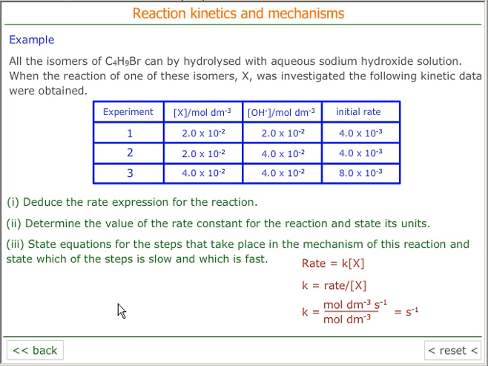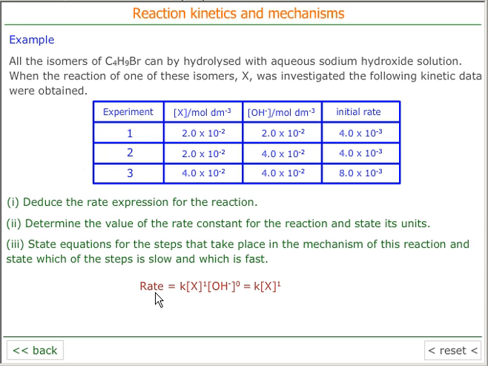Now finally we want to propose a mechanism. We go back to the rate expression. The rate expression is rate equals k, and it only depends on X, and there's only one particle of X in this rate determining step. The only way we can have one particle is if it breaks apart. So our hypothesis here is that the bromoalkane breaks apart to give two particles. One of these two particles is an intermediate, and the intermediate then picks up an OH- to make an alcohol.